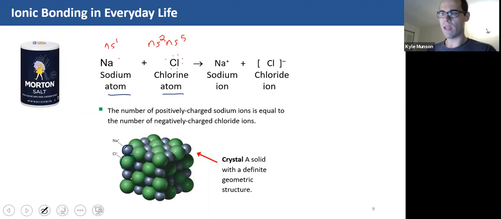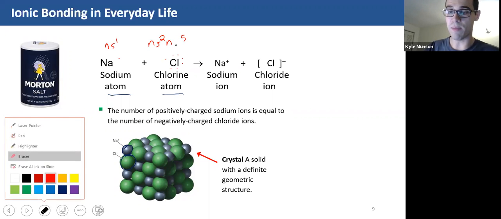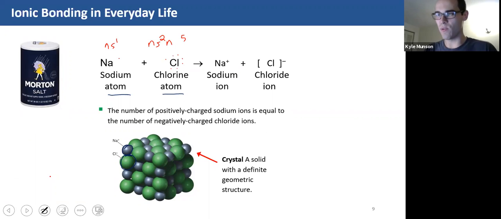ns2 and p5, that's what I meant, not ns5. That would be impossible because you can't have more than 2 electrons in the s orbitals, okay? That's what I meant. Okay, so these are the valence electrons for sodium and chlorine. And what happens is sodium gets rid of that valence electron and gives it to chlorine. So now chlorine has all 8, okay, around him.